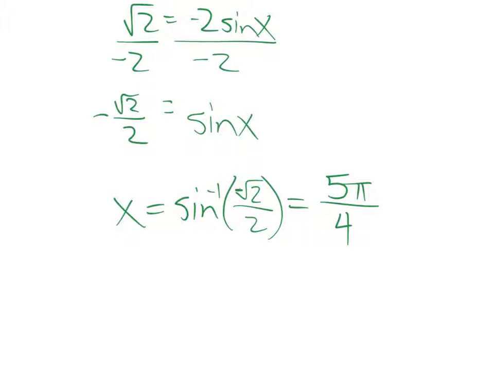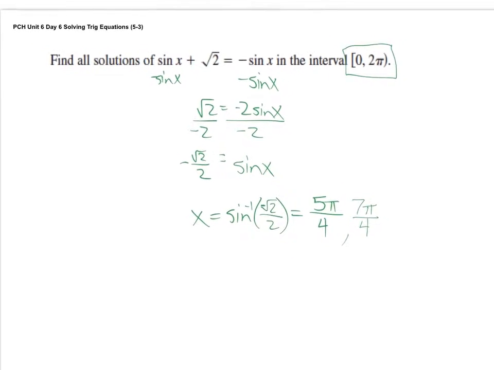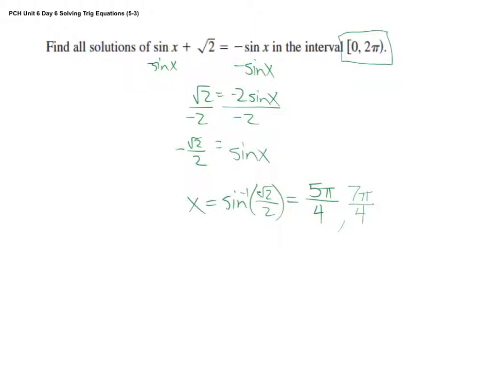So we've got 5 pi over 4, that's in the third quadrant. We also have the fourth quadrant, which would be 7 pi over 4. Now, we don't have to give a general solution because we were just asked for the solutions in the interval. Okay, so we'll just give those two answers.